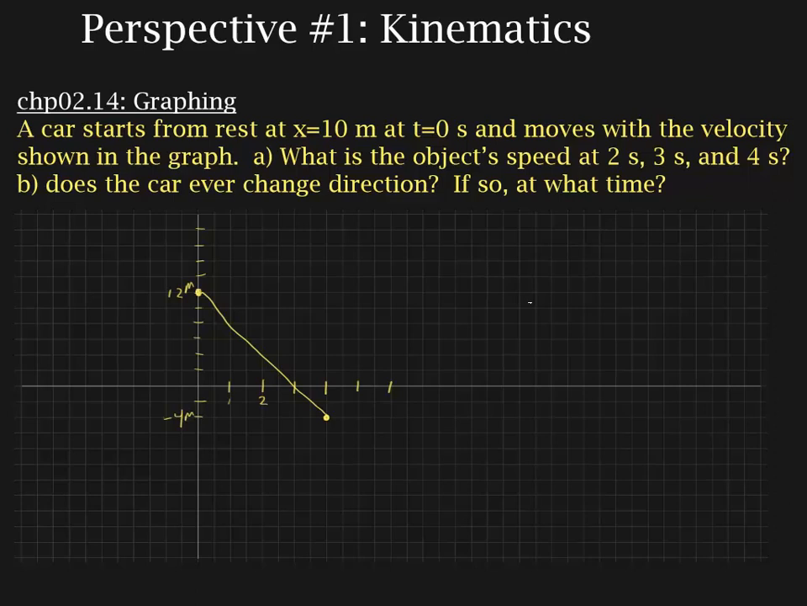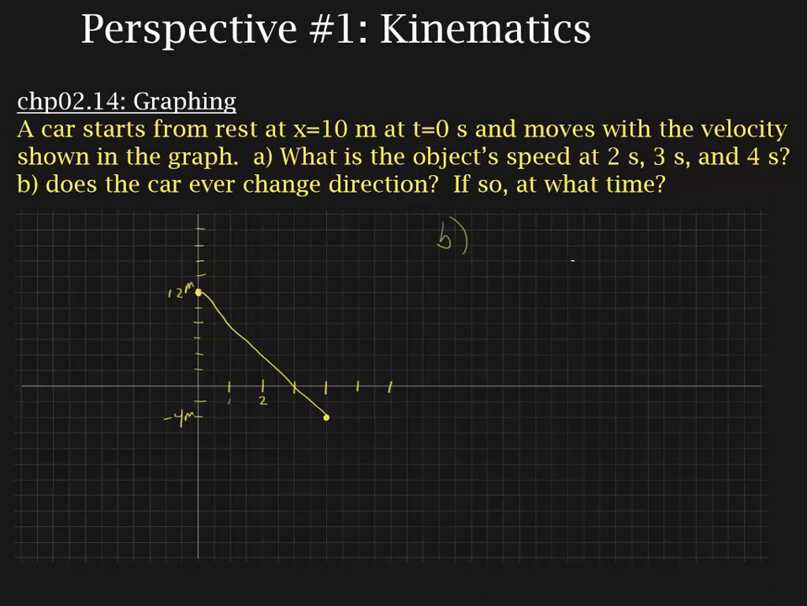In this question, we are tasked with finding two different things. One is the various positions or locations in space at 3 different times, and whether or not this object ever changes direction, and if so, at what point in time does that occur. Because it's part B, question B is so straightforward and simple, we're going to answer that one first.